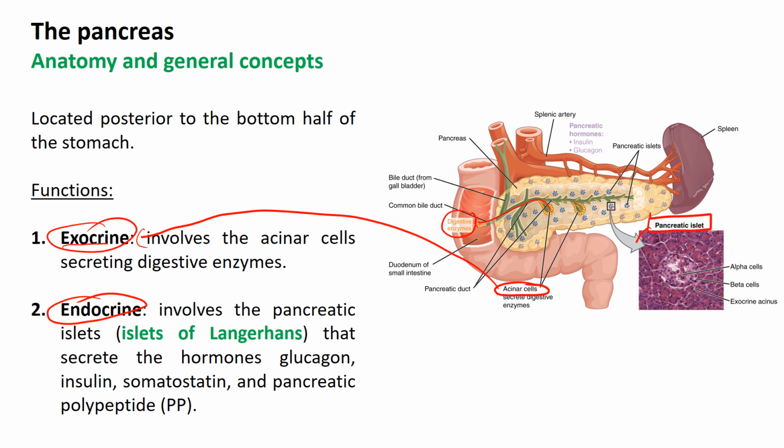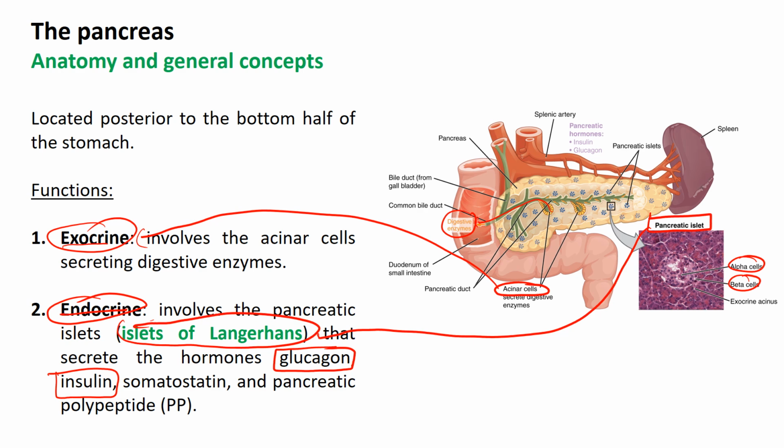Pancreatic islets or islets of Langerhans are the group of cells in the pancreas. These alpha cells, beta cells, those are the ones that are going to produce hormones that are related to the endocrine system. The two most important hormones that you need to know are glucagon and insulin. Somatostatin and pancreatic polypeptide, just read about them. For sure, you need to know insulin and glucagon.